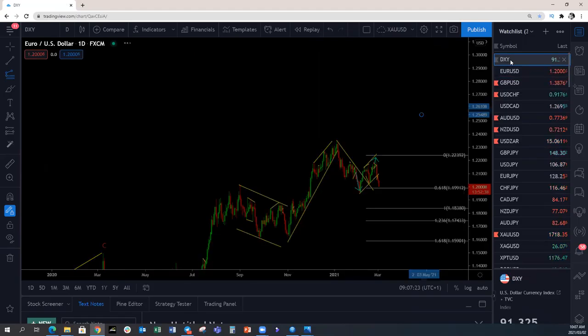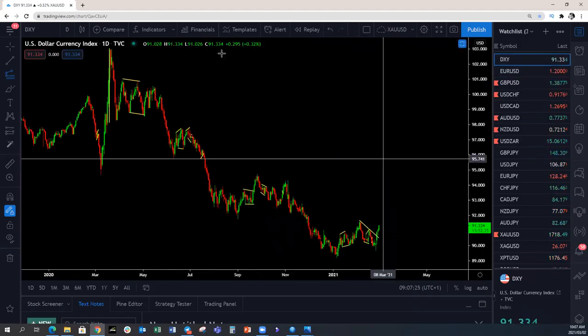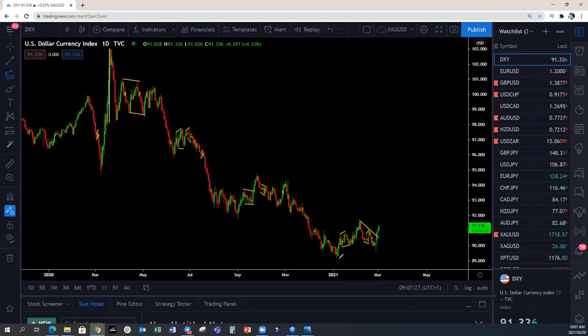DXY, exactly the same structure, but the inverse, 3 waves up, 3 waves down. So what do we have here on the DXY? We had the same thing, 3 waves up, 3 waves down. Similarly here, when this was making a move, we were expecting one and then down and then one up before we get the move to the downside. We just wanted to get the complete structure, which did not happen.